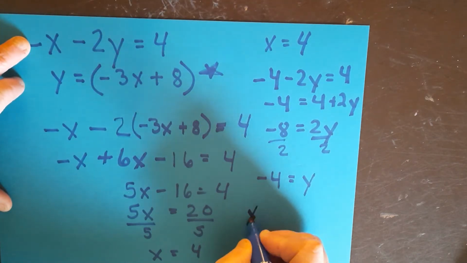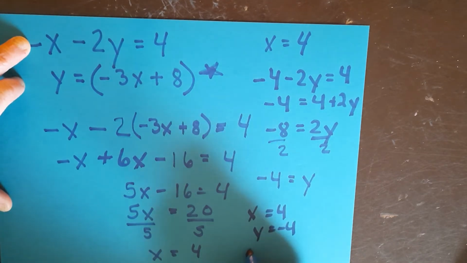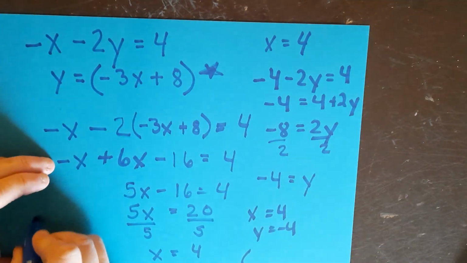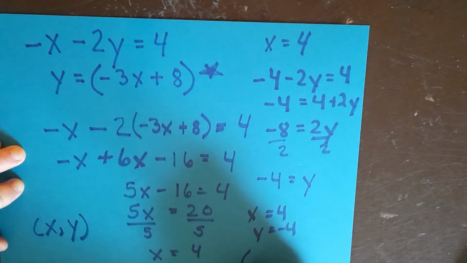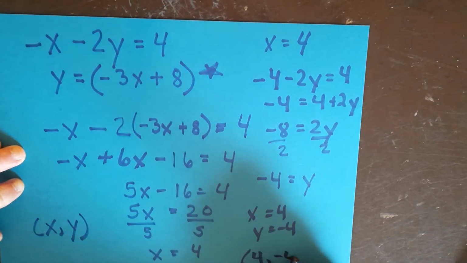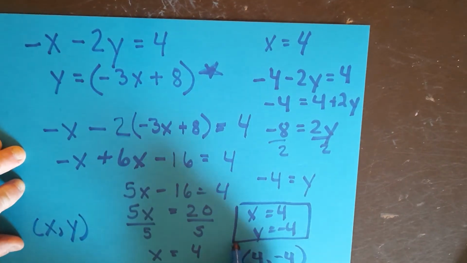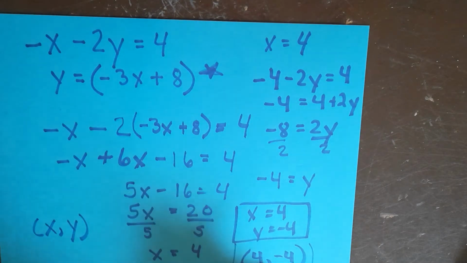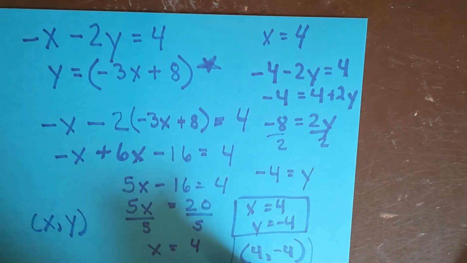We could write it as x equals 4 and y equals negative 4, or we can use that ordered pair system again. Remember, the ordered pair is x, comma y. So x would be 4 and y would be negative 4. So the answer in the back of your book might look like this, or it might look like that, 4 and negative 4. So that's how you solve simultaneous equations. You can go ahead and try them in your homework.